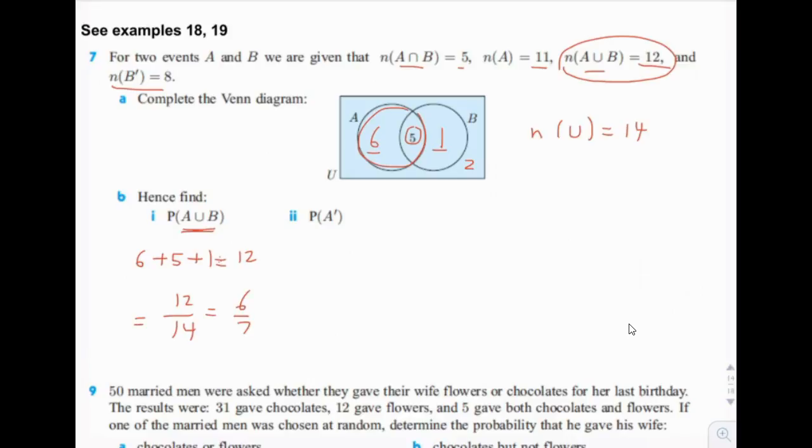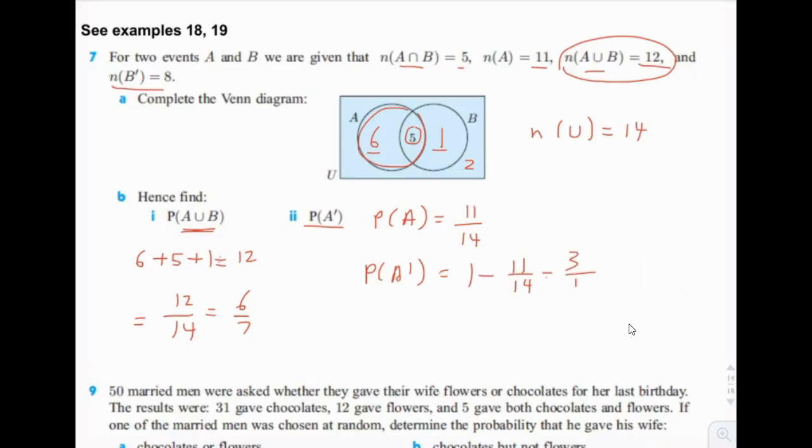Okay. Now, what's the probability that A does not happen, A complement? There's a couple ways we could figure that out. We could figure out the probability of A first. The probability of A would be the number of elements in A, which would be 6 plus 5, 11, divided by the total number of elements, 14. Okay, and then we could say, oh, well, the probability of A dashed, or not A happening, would be 1 minus 11/14, which we could write as 3/14.